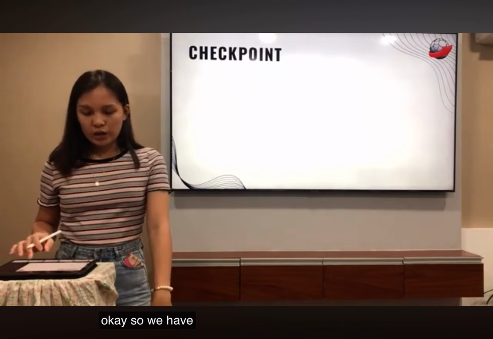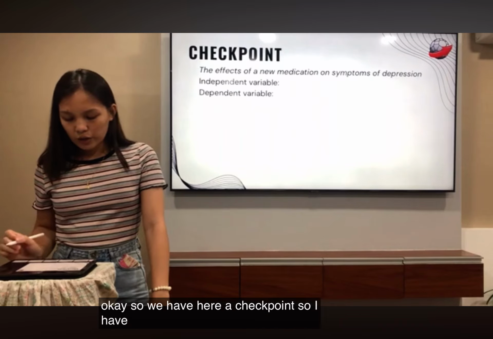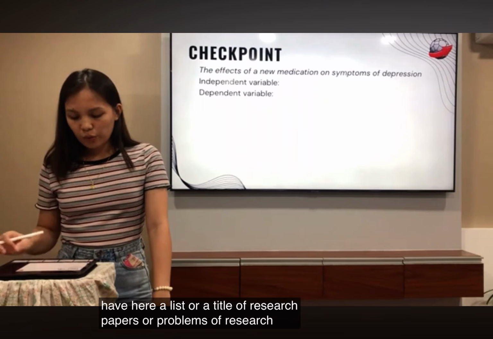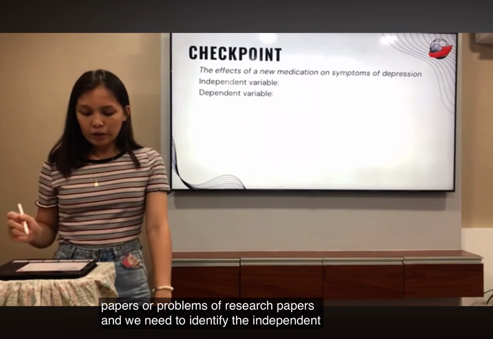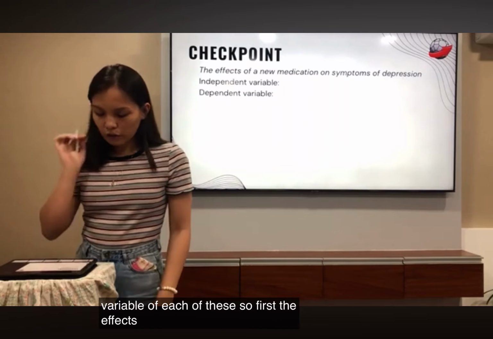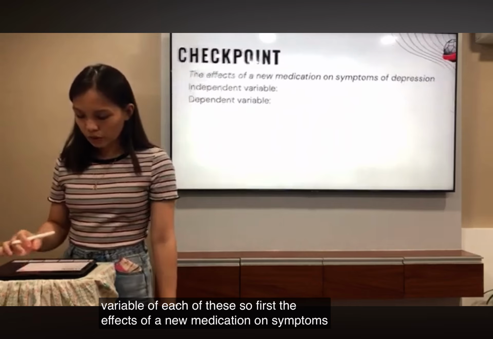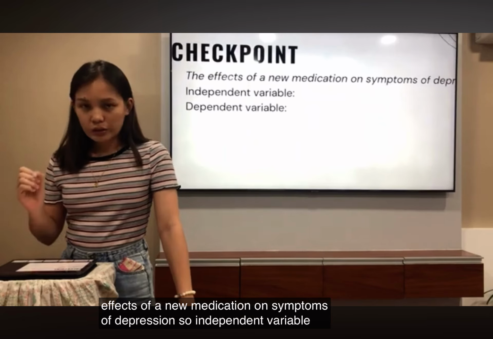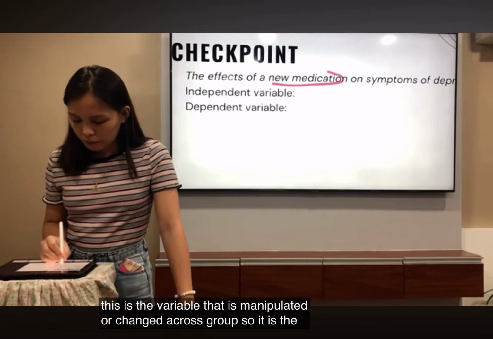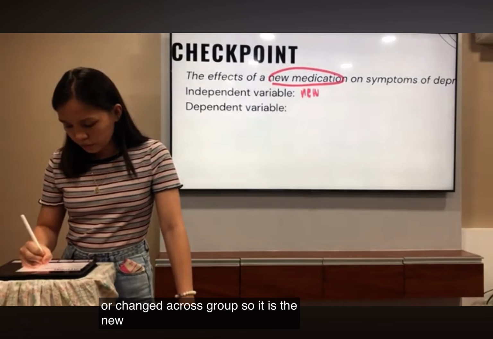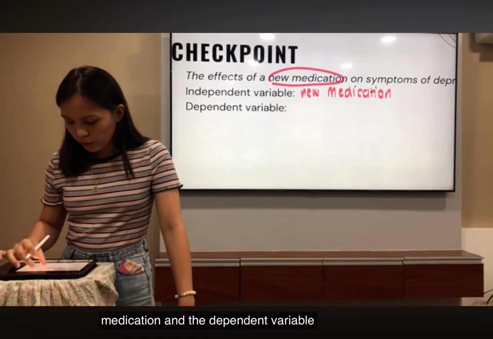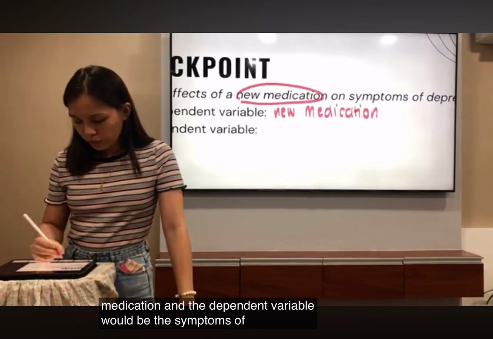Okay, so we have here a checkpoint. I have here a list of titles or problems of research papers, and we need to identify the independent variable as well as the dependent variable of each of these. So first, the effects of a new medication on symptoms of depression. The independent variable is the variable that is manipulated or changed across groups. So it is the new medication. And the dependent variable would be the symptoms of depression.